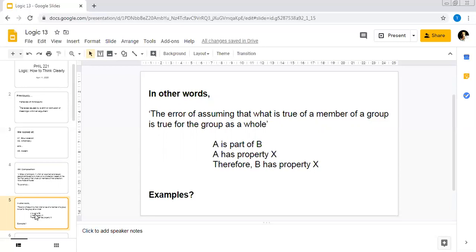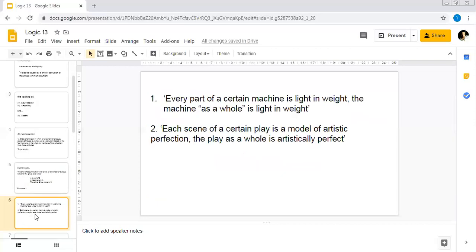Okay? So A is part of B, it could be anything. A has property X, any property. In the example that I just gave you, it was black, right? Therefore, on this information, we say that B has property X also. Now, this is a little problematic, and I'll explain to you how. Let's just look at this first example.